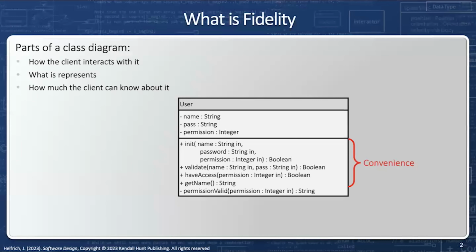So how the client interacts with it is the public methods, and this is the metric of convenience. What it represents is the attributes, and this is the metric of fidelity. And how much the client knows about it is the access modifiers, and this is the encapsulation metric of abstraction. We're going to focus on fidelity today.